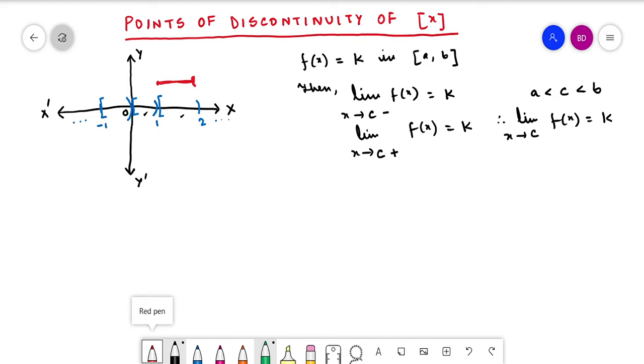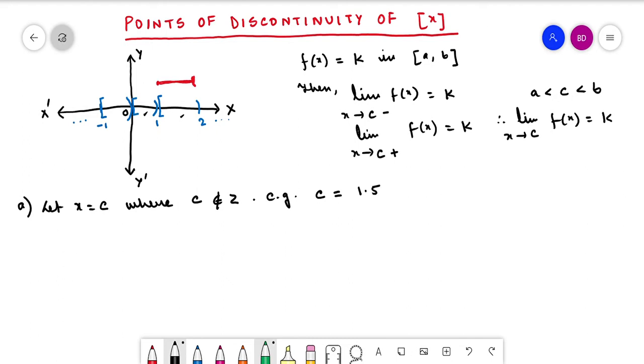The first part, let me number it (a). Here we will check the continuity or discontinuity of the function at all non-integral values of x. That means let x equal to c, where c is not an integer. For example, I want to check the continuity at 1.5. Let me take an example so it will be easy to understand. So I want to find out whether this box x function is continuous at x equal to 1.5 or not.